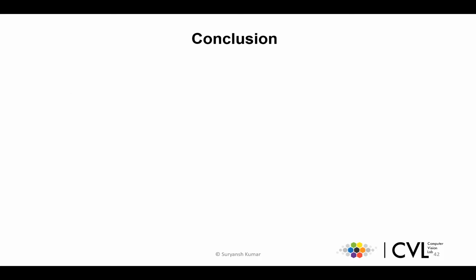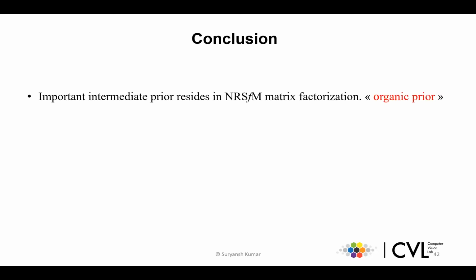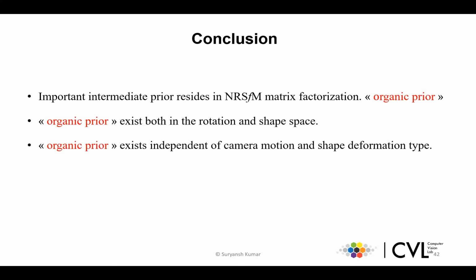Okay, I want to conclude here. I know I've shown a lot of things, but I will take this opportunity to conclude. We showed that an intermediate prior exists in classical methods. People have ignored it for 20 years. It exists both in rotation and in the shape space. And it exists independent of camera motion and shape deformation type. So I'm not making a prior assumption on how the shape is deforming. It will exist no matter what.